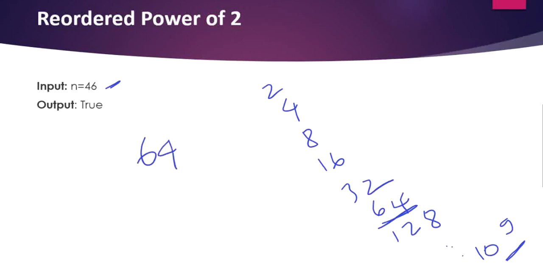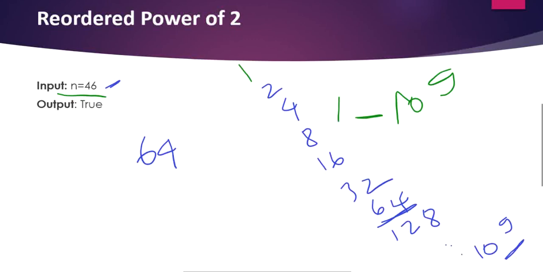So it is clearly given in the problem statement that the maximum value goes till 10 power 9. So there are only a limited number of values between 1 and 10 power 9 that can be powers of 2. So we are going to check for every power starting from 1 till 10 power 9, and if the frequency of the digits of any of the powers of 2 matches with the given n, then we are going to return true. If not, return false.